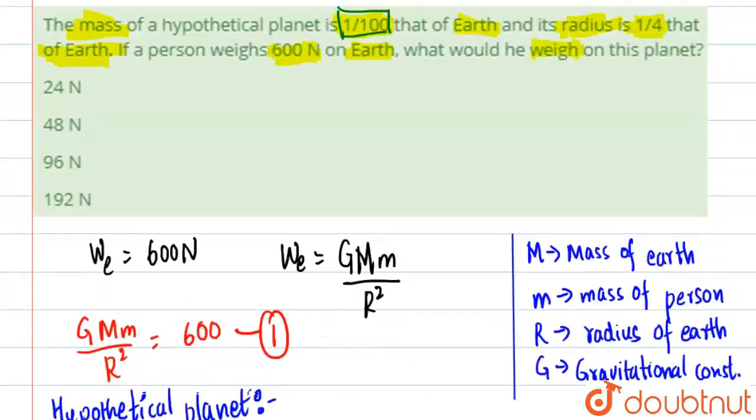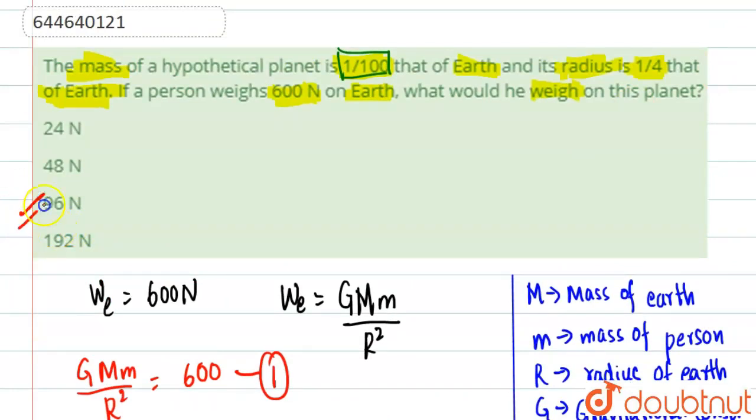So we'll see our options to find which option is correct. Our answer will be option C, 96 Newtons. This was a very easy question, and 96 is our answer.